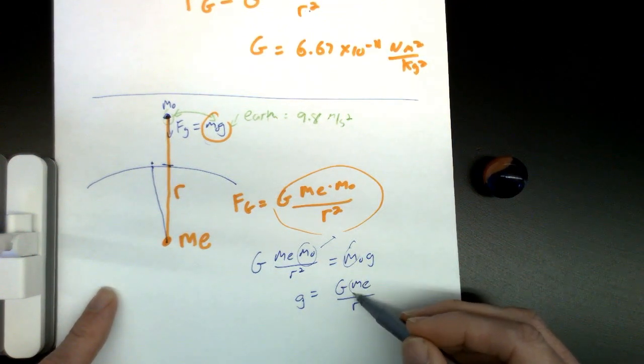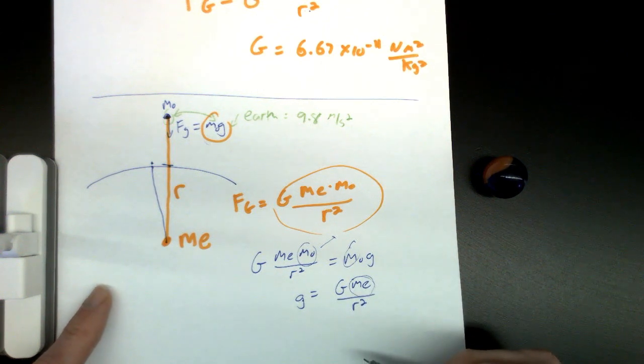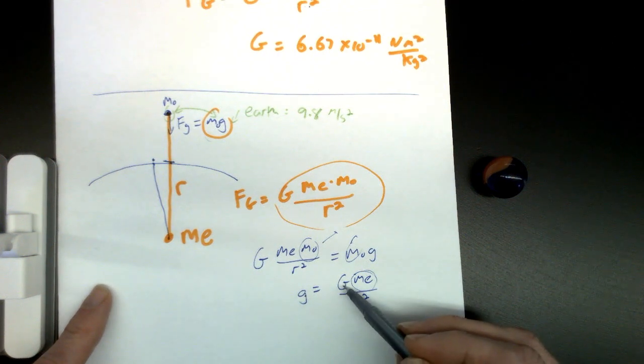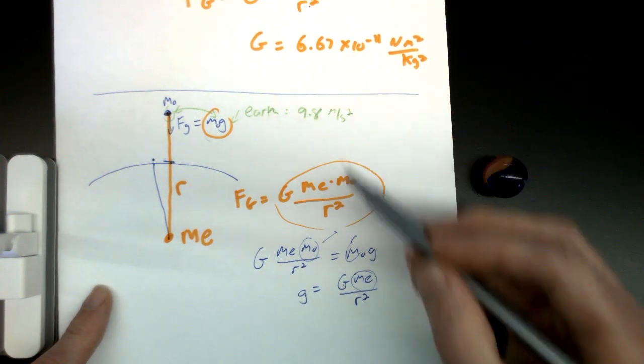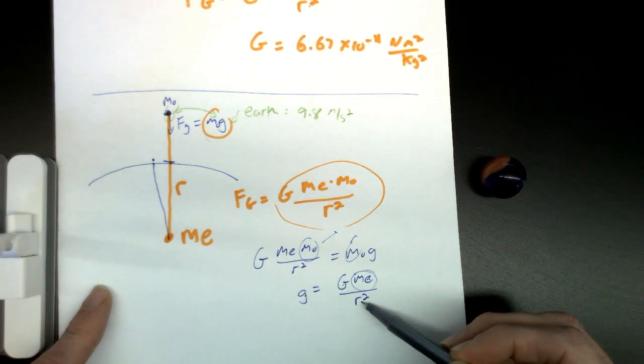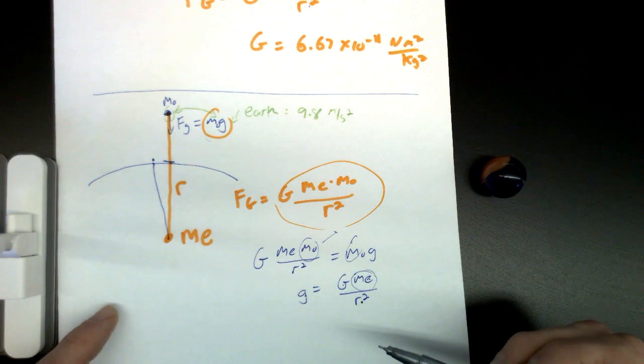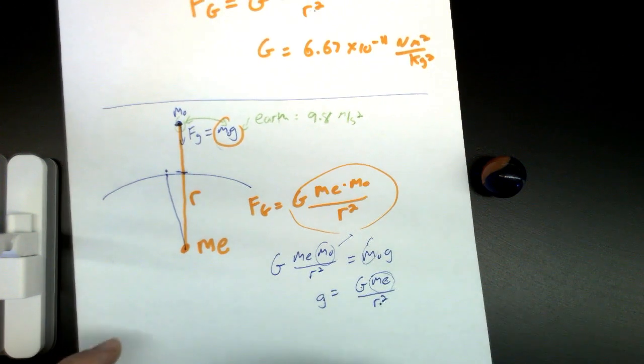And for a different planet, we would just need to stick in the different mass of the planet right there, or the moon, or whatever you want. So this g that we call 9.8 is Newton's gravitational constant times the mass of the Earth divided by the radius of the Earth squared. But put in any planet that you want here and you can find g on that planet, right? Okay, so that's one thing.